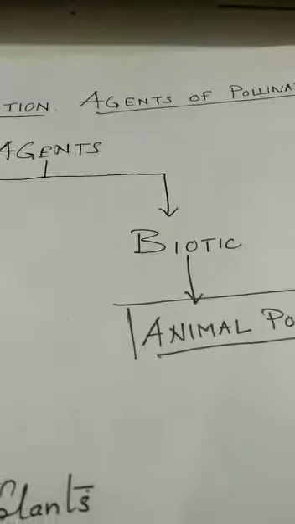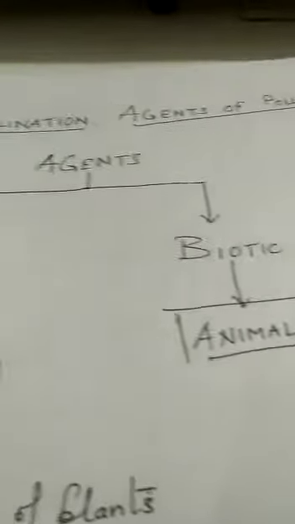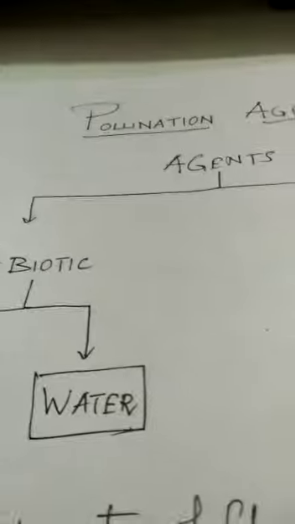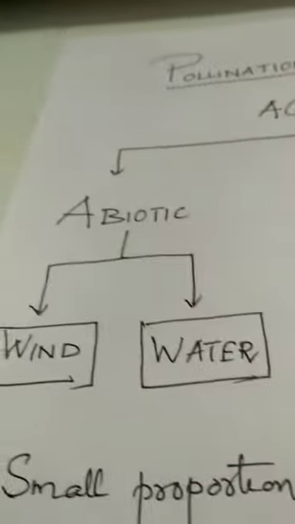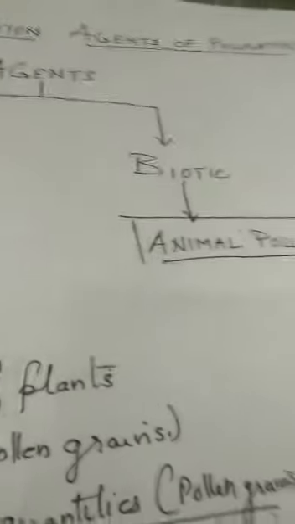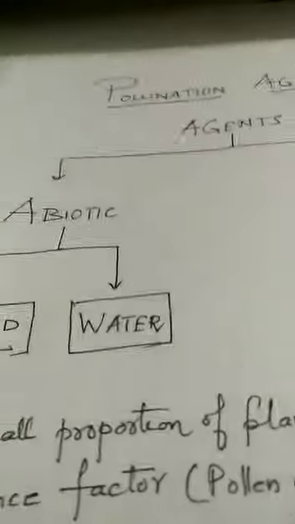Hello students, today we are going to learn about the agents of pollination. The different agents are abiotic and biotic. The abiotic ones are wind and water. Biotic ones are the animal pollinators.